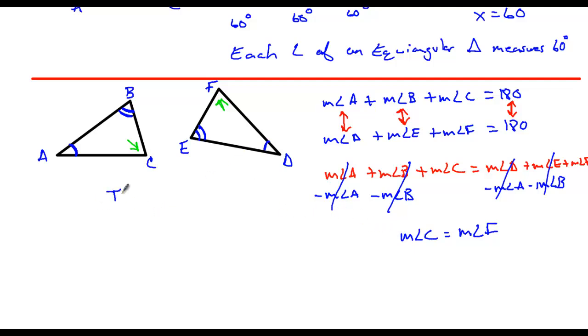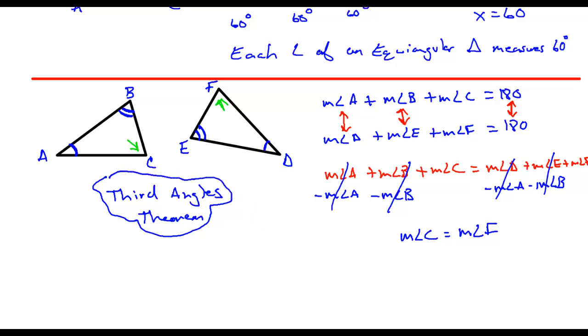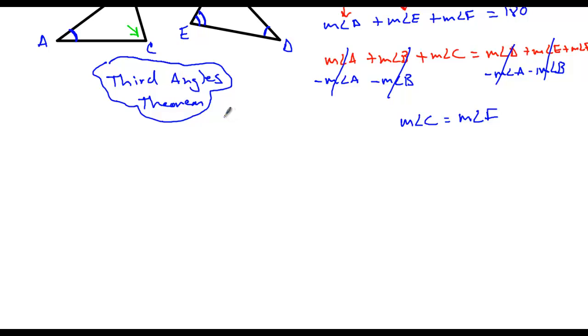And this idea is called the third angles theorem. Okay? It's nothing really exciting, but it is a reason in a proof, and it's something that you're going to have to know and be able to use on your test. All it says basically is if two angles of two triangles are congruent, then the third angles are congruent. And that's why it's called the third angles theorem, because it tells you the third angles are congruent.